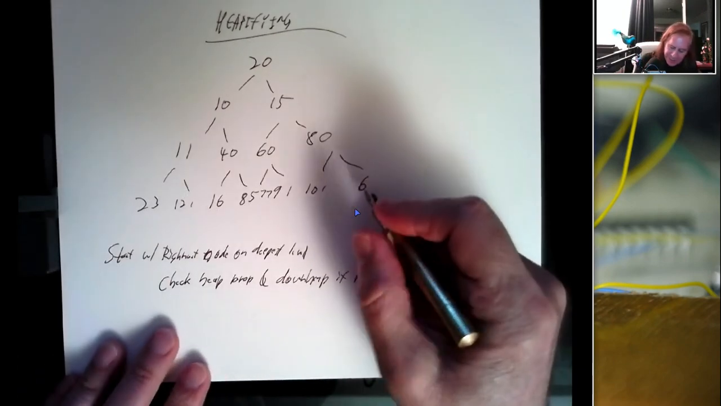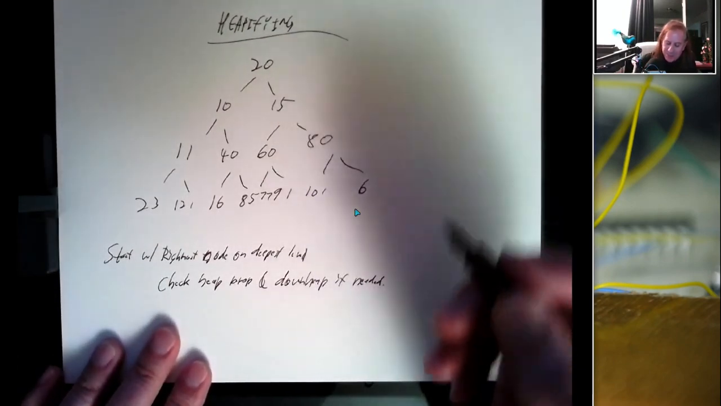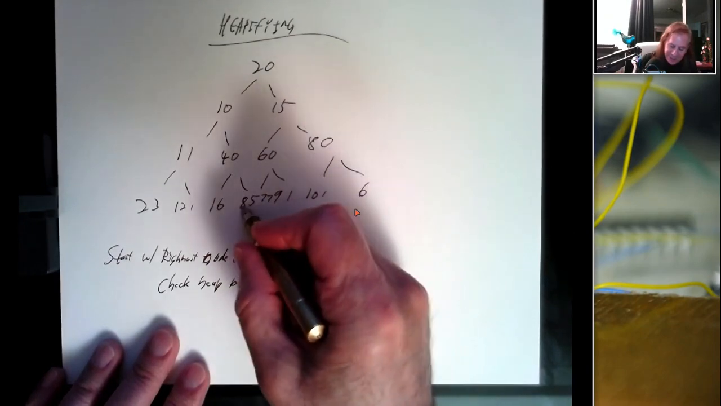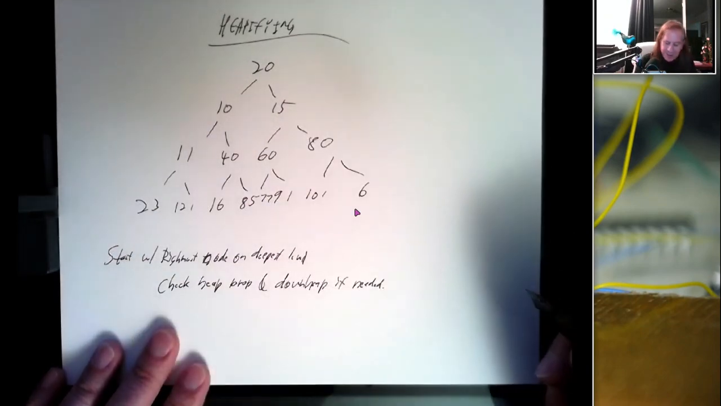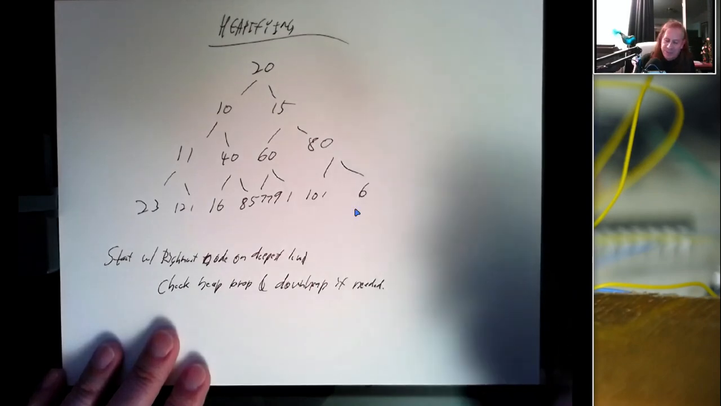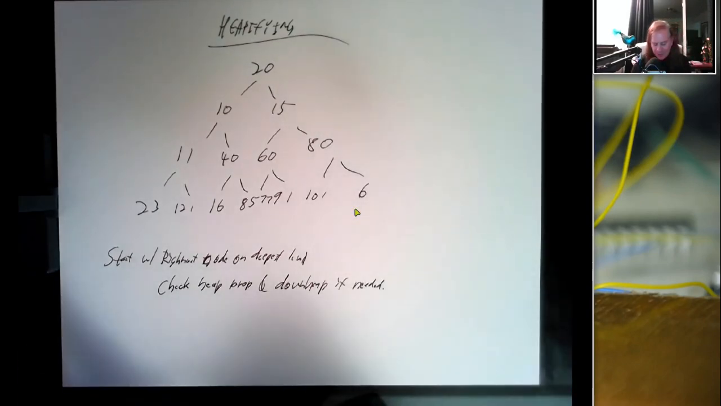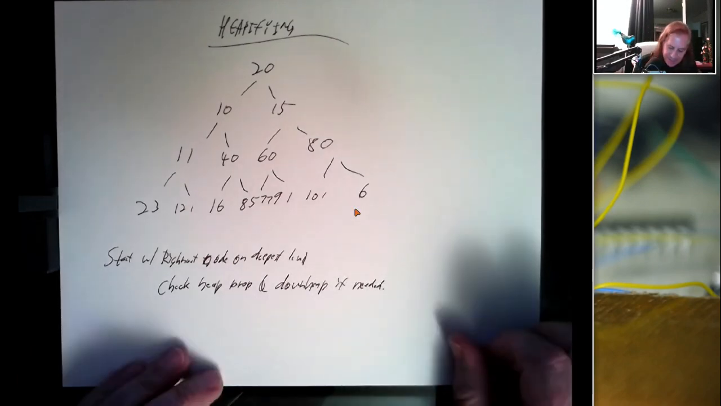Alright, so let's start with a 6. Does it satisfy the heap property? Well, yeah, because it's got no children. How about 101? Yes. 91, 77, 85, 16, 120, 123. Each of those satisfies the heap property because they have no children. So we don't have to do any work for that set of data.